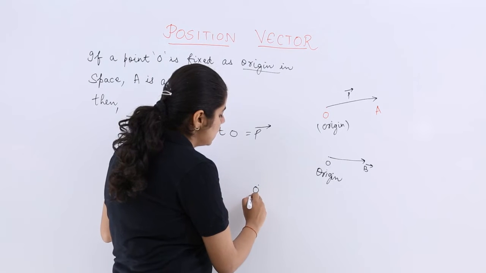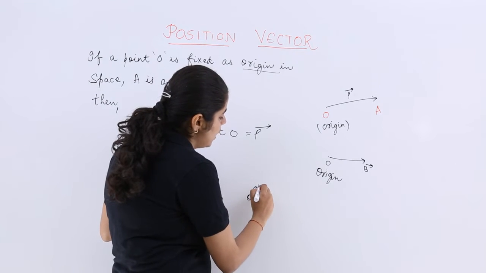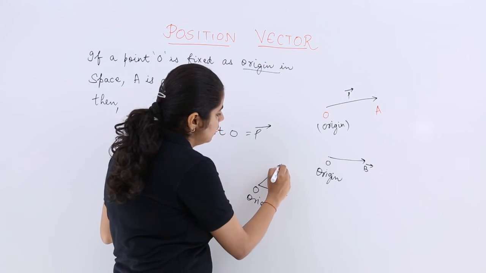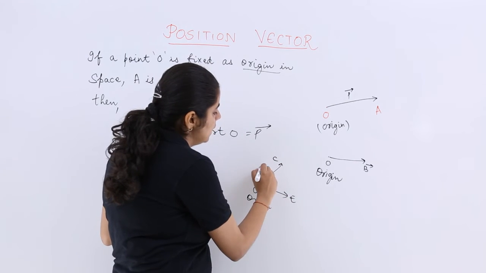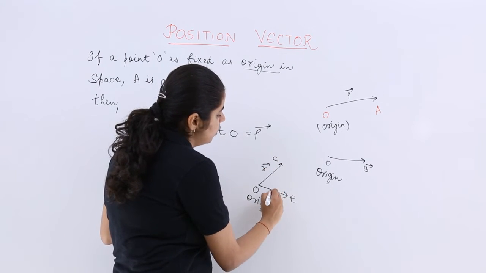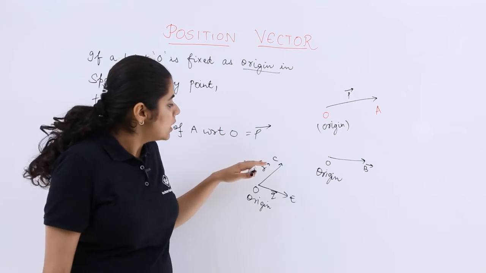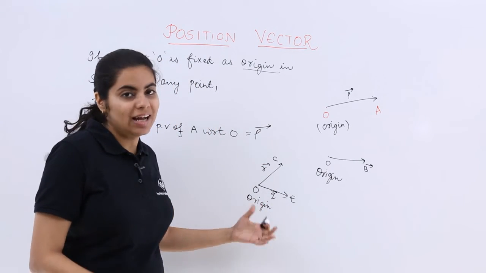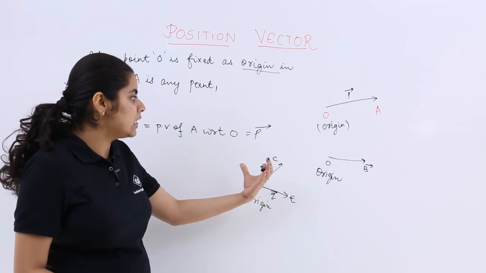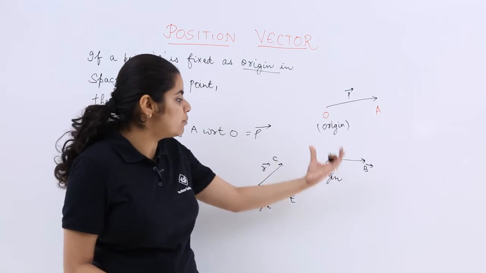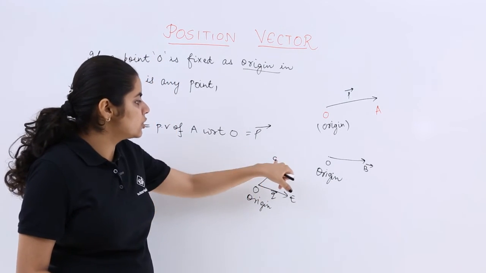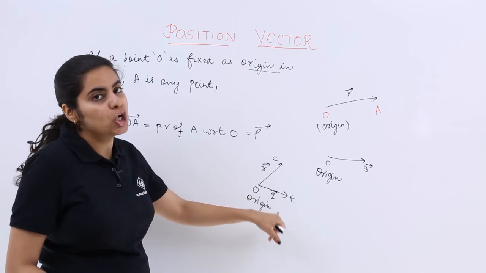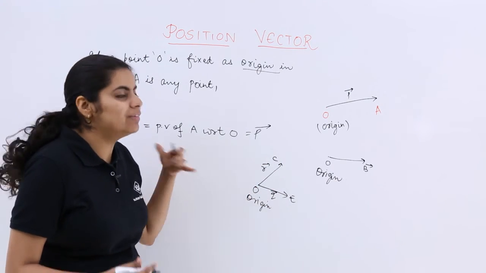Similarly, if the origin is again O, and if I have here two things, one is your C, one is your E, this is your R vector, this is your Q vector. Now R vector, Q vector, it is a task that you have to name these. I assure you that it is the same manner. R vector would be what? Position vector of C with respect to O. Q vector would be what? Position vector of E with respect to O.